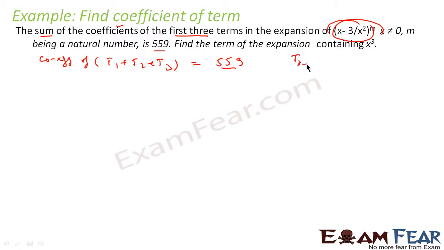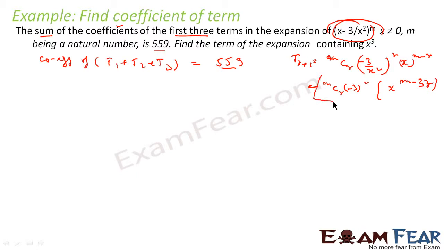So we know that T(r+1) for this expansion will be mCr times (minus 3 by x square) to the power r into x to the power m minus r. That will be mCr (minus 3) to the power r into x to the power m minus 3r, because here we have m minus r and here we have 2r, giving m minus 3r. So the coefficient is this.